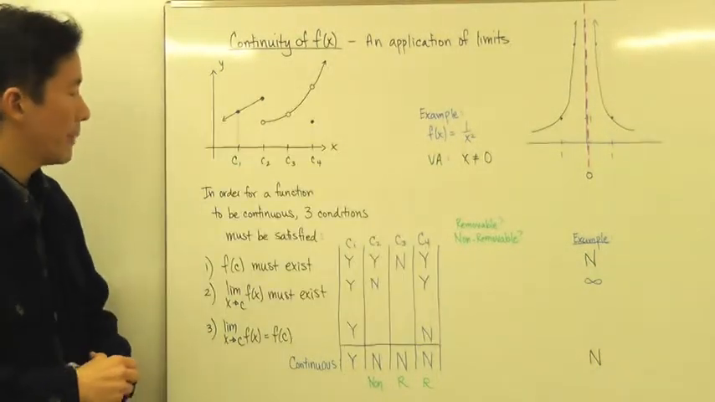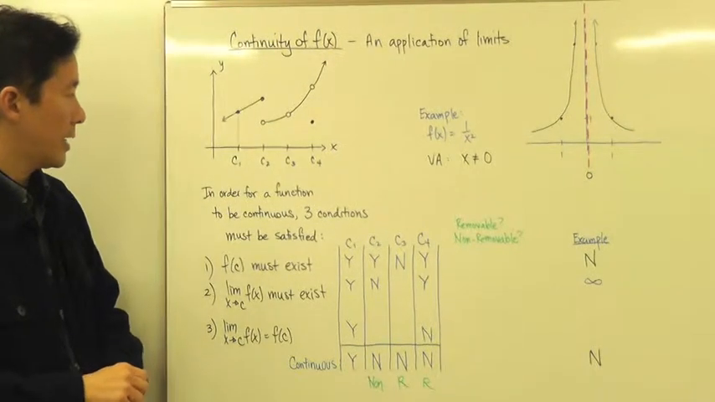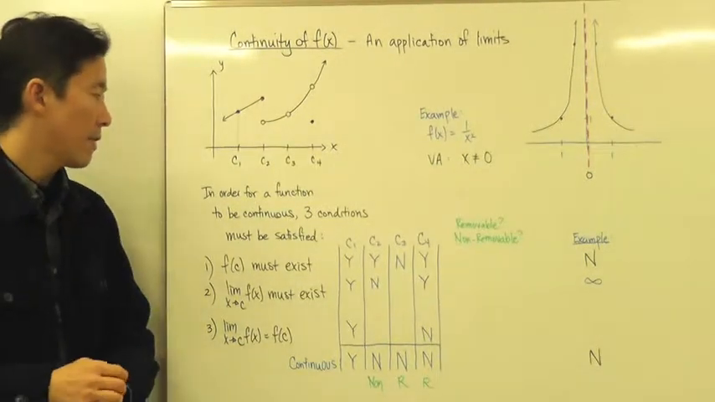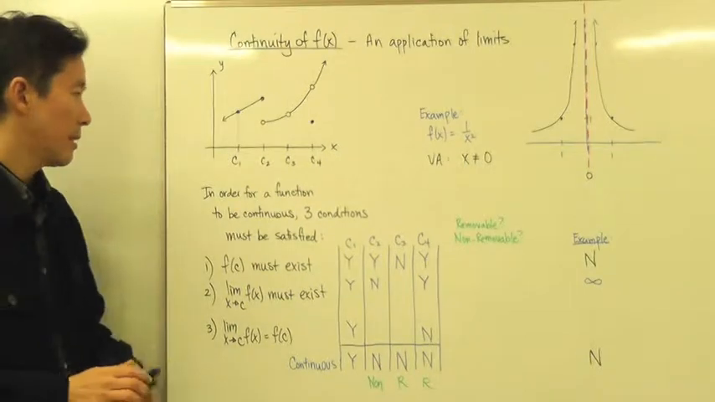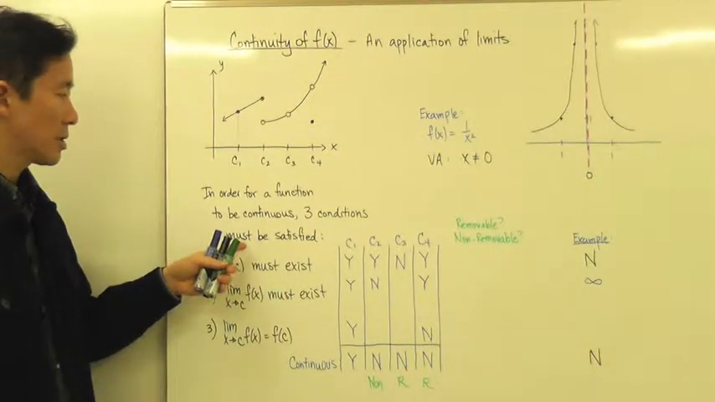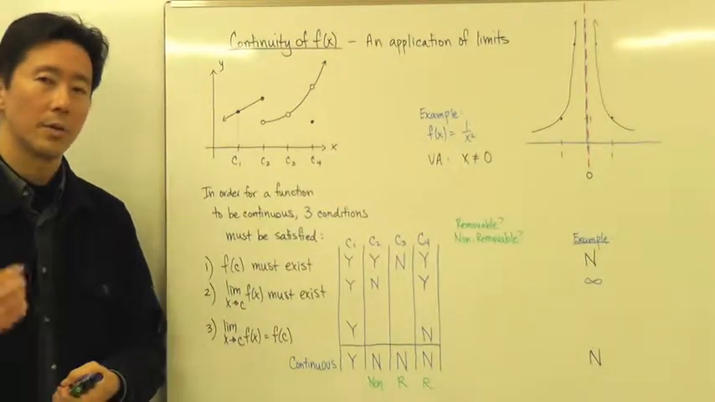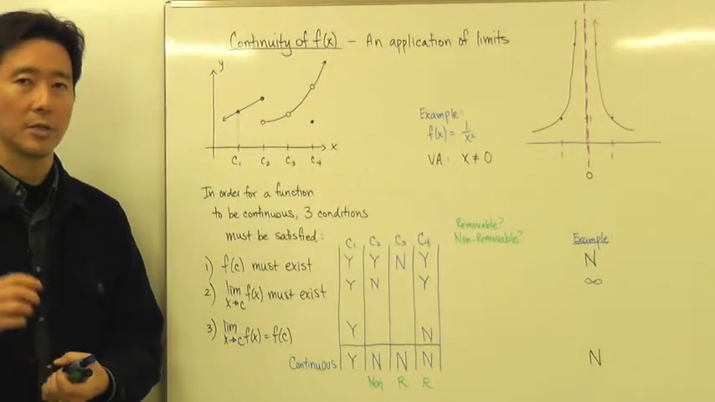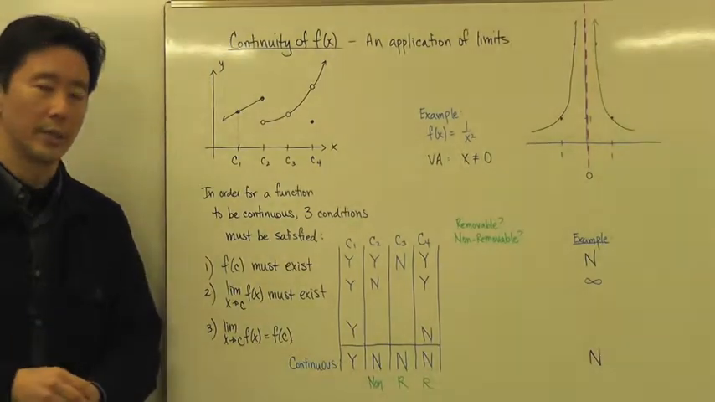Okay, let's just wrap up. In order for a function to be continuous, these three conditions all must be satisfied to be able to say that the function is continuous at that particular point.